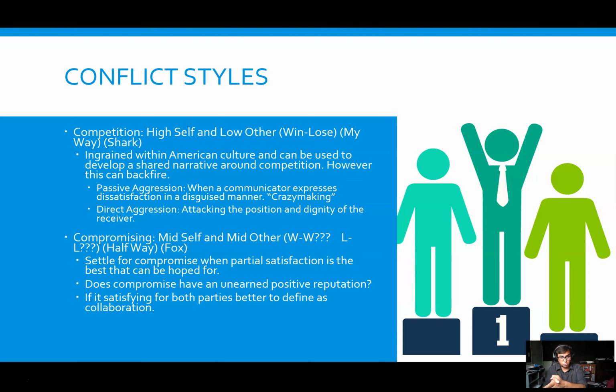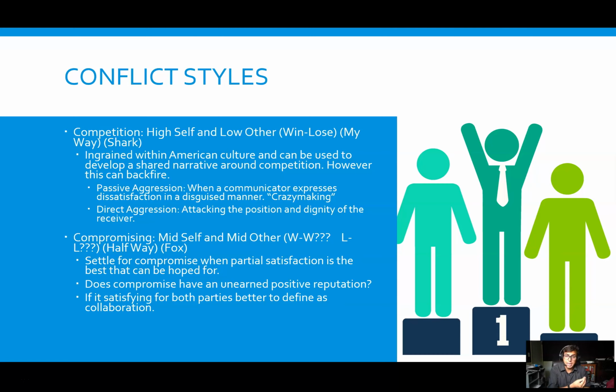Then we have direct aggression. Direct aggression is attacking the person, the position and dignity of the receiver. This is, well, you're dumb, you're this, you're that. So you can attack the person, or attack their position without trying to understand the other person's position. So this is the competitive conflict style.